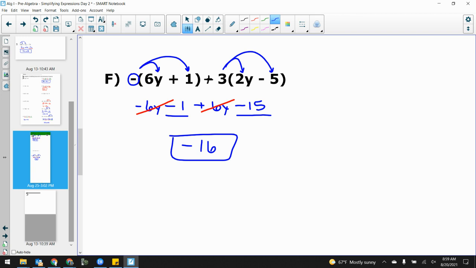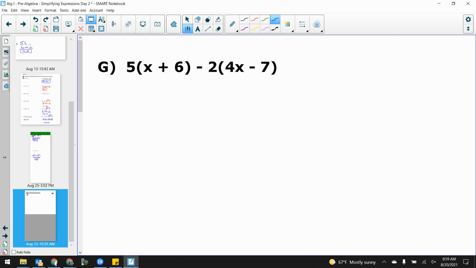Now, remember that whenever you have something cancel out, like a -6y plus 6y, it goes away. It's not like it is a 0y. The y goes away when it completely cancels out, when it goes to 0. Let's try this one here. 5 parentheses x plus 6 minus 2 parentheses 4x minus 7.